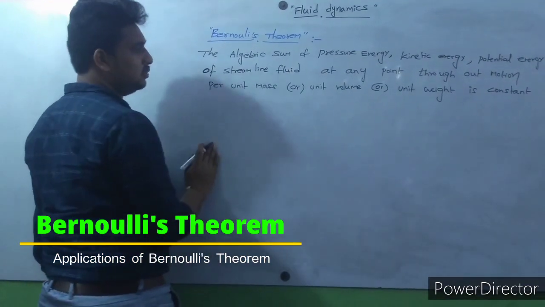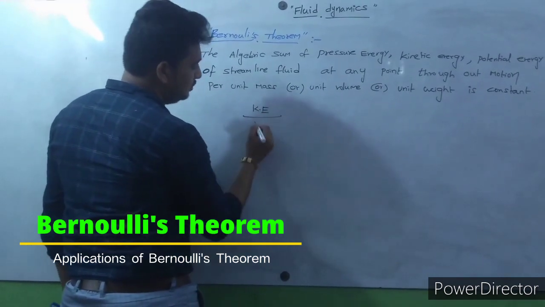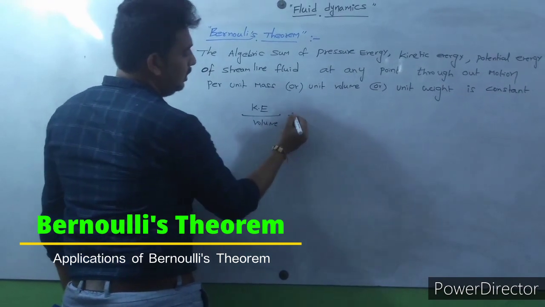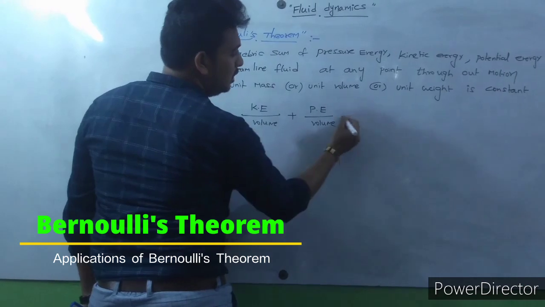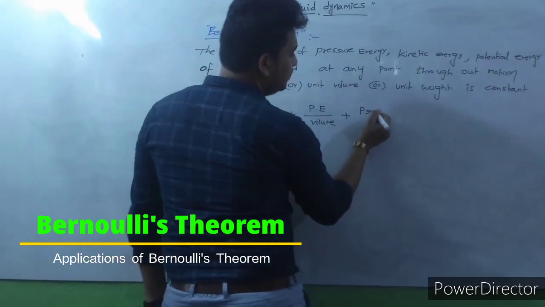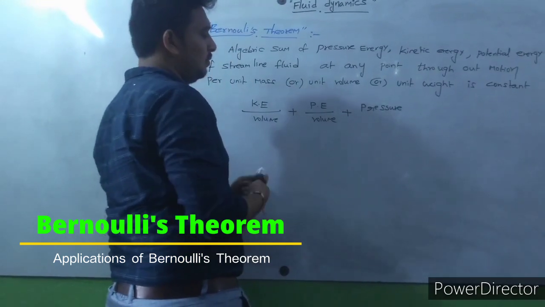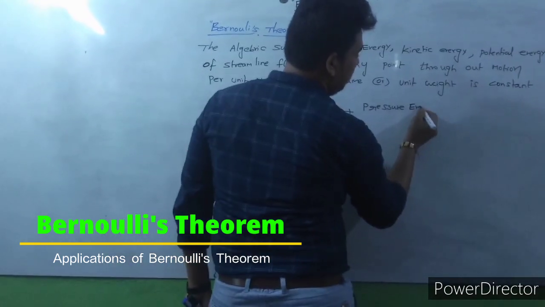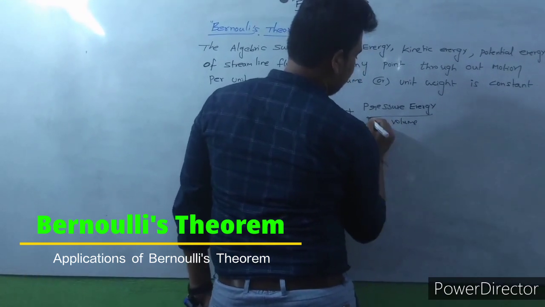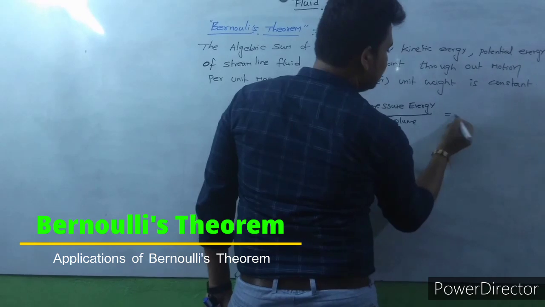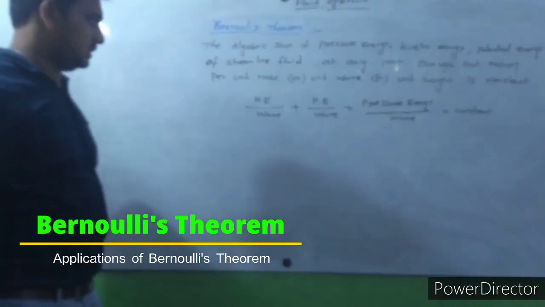So what is the meaning for this one? The algebraic sum of kinetic energy by volume, potential energy by volume, and pressure energy by volume is equal to constant.